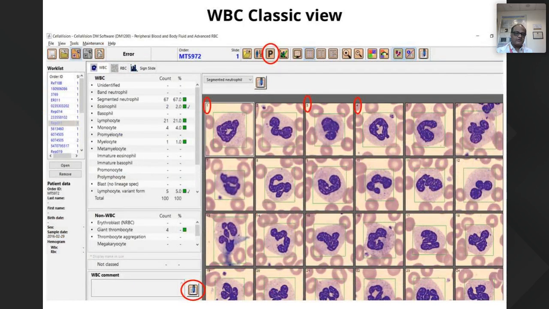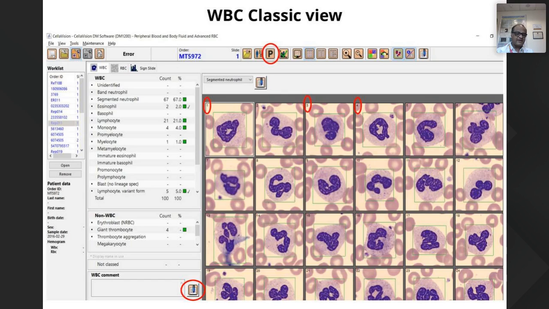Now, how does the print screen look? It looks like this. I just clicked it from there. And you have got these are the neutrophils. And on your left-hand side, you have the list of the classified products. You can go individually and click this also to make sure that these are the neutrophils.